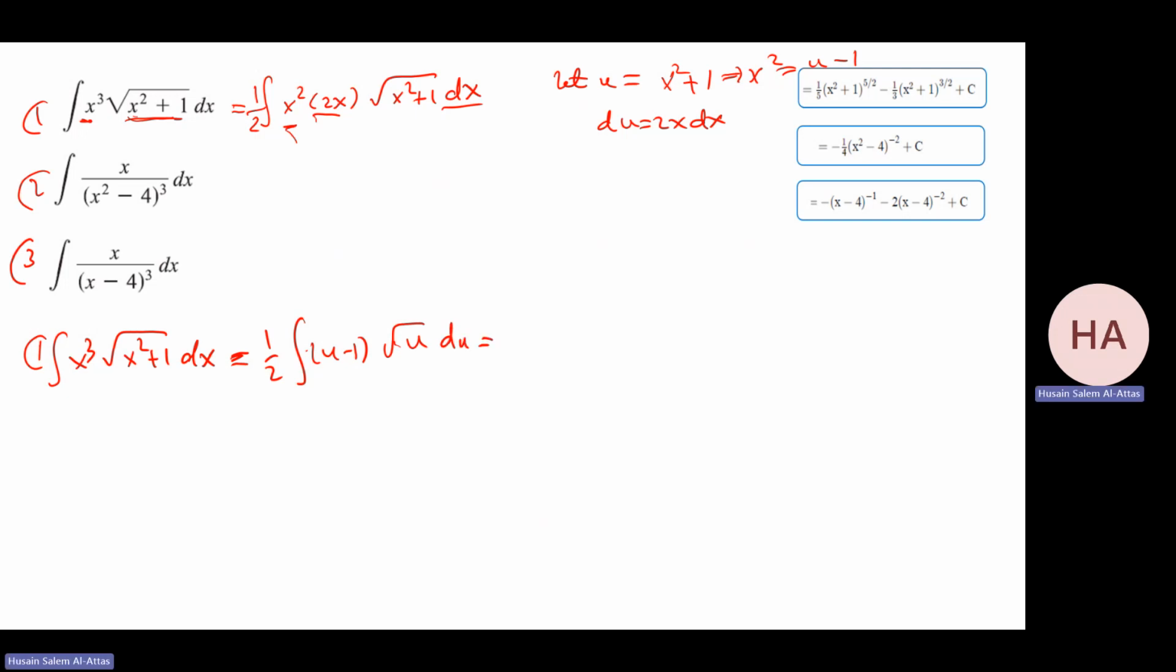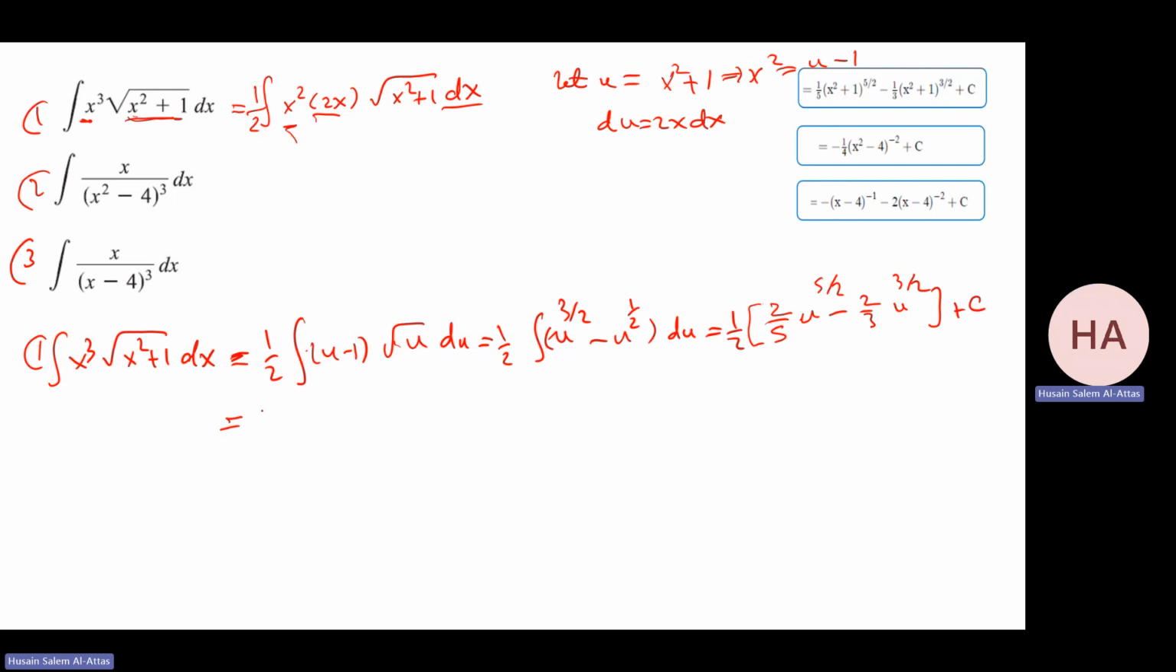Okay. And that gives me what? Half u to the power 3 over 2 minus u to the power half du. Add and divide. That gives half times, this is 2 over 5, u to the power 5 over 2 minus 2 over 3 u to the power 3 over 2 plus C.